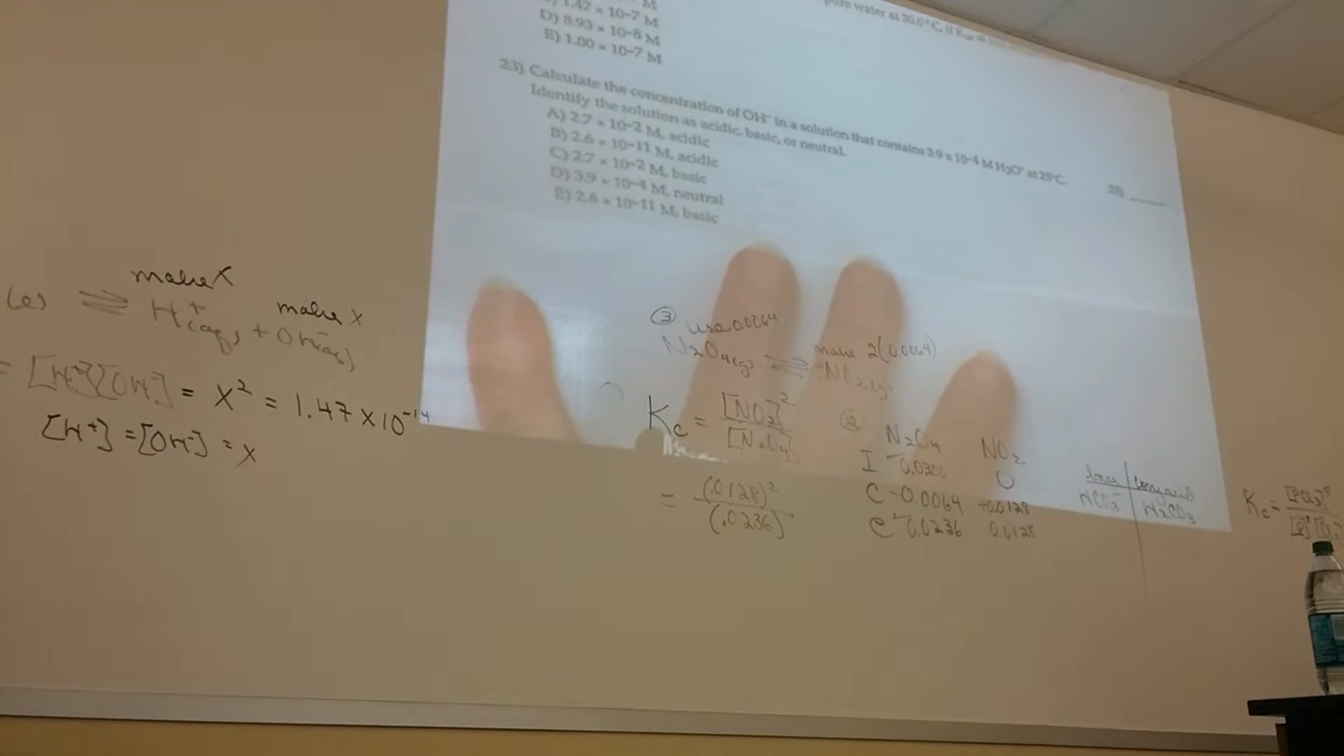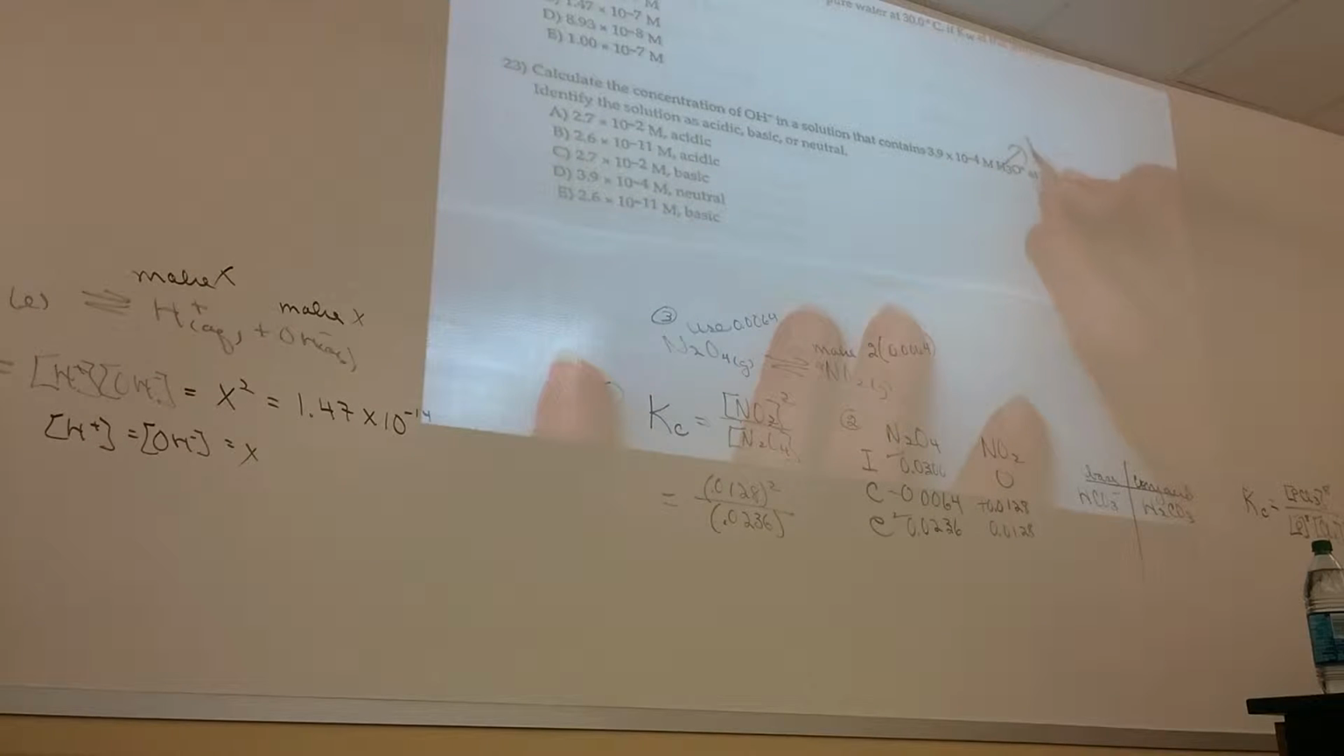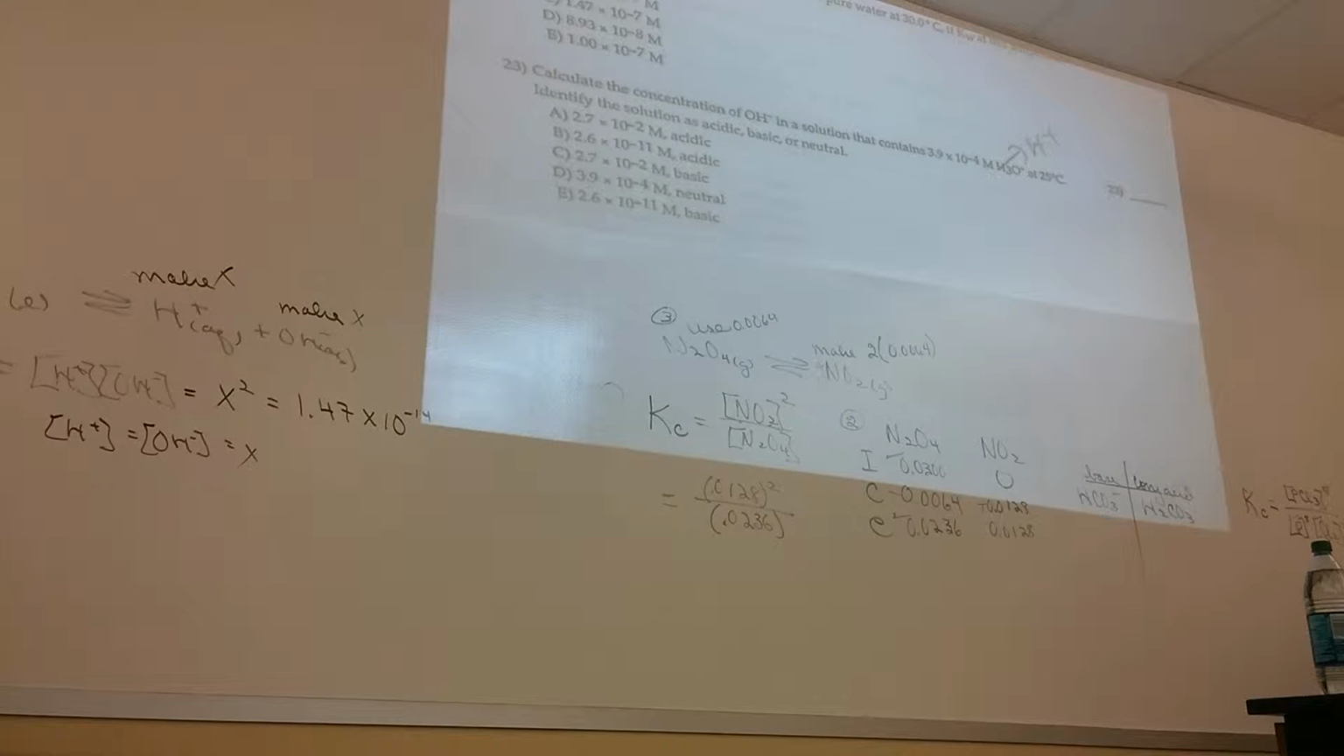Calculate, 23. Calculate the concentration of hydroxide in a solution that contains 3.9 times 10 to the minus 4th molar hydronium. Okay, that could just as well say hydrogen ion. Take your choice, because we use those two interchangeably. And we're at 25 degrees, and we really don't care about that either. Then we want the hydroxide ion concentration, and we want to know, is it acidic, basic, or neutral?